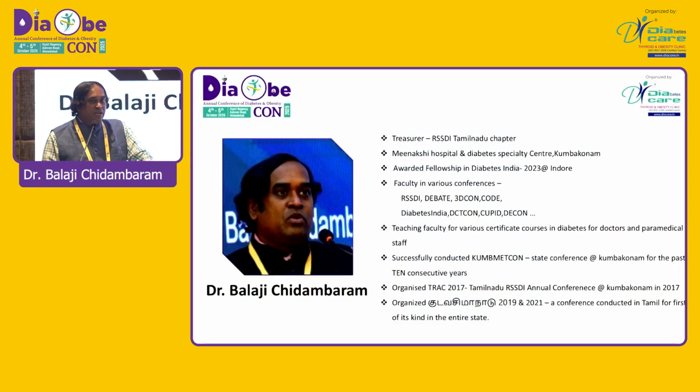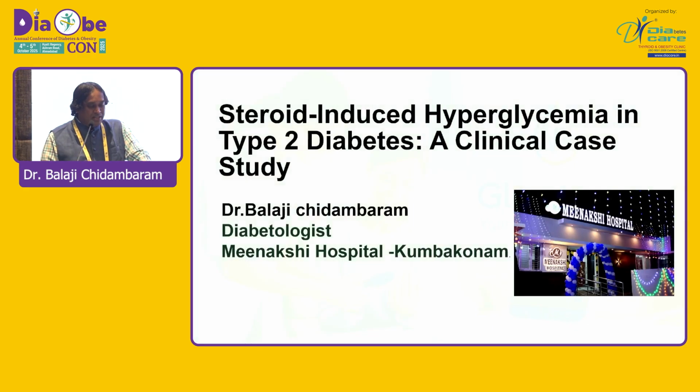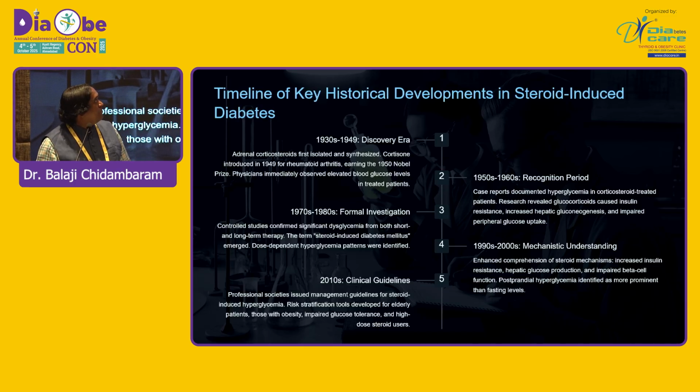My talk is on steroid-induced hyperglycemia. This is the timeline of key historical developments with respect to steroid-induced diabetes. After cortisone was introduced in 1930, by 1950 case reports of steroid-induced hyperglycemia were detected, in the 1970s formal investigations were done, and way back in 2000 the mechanistic understanding was developed.